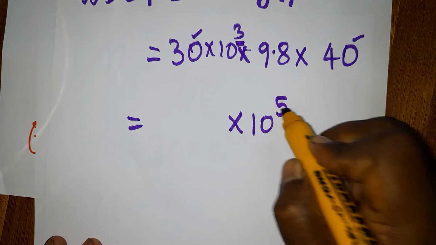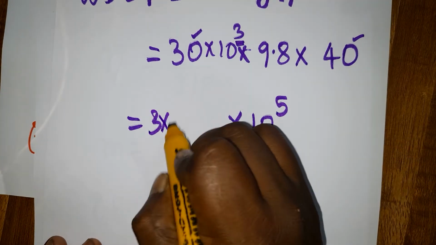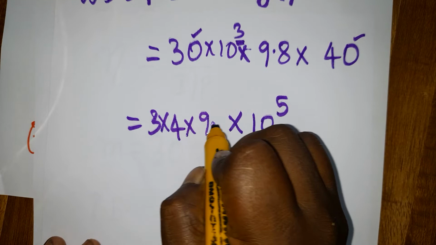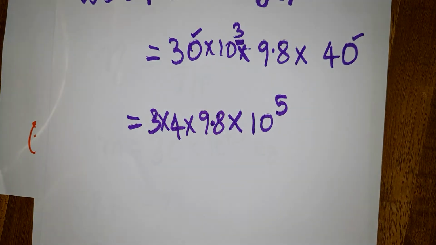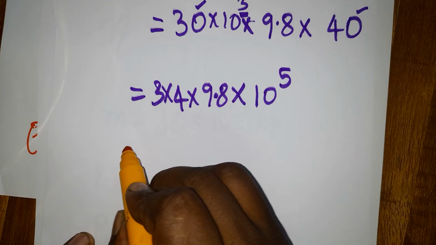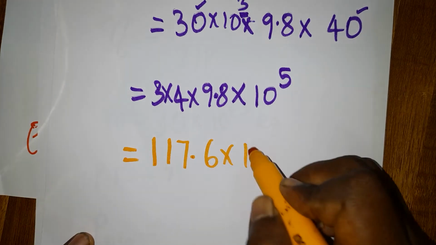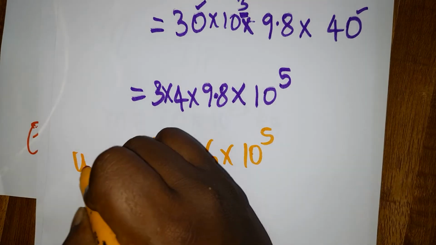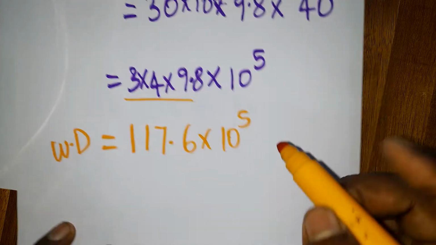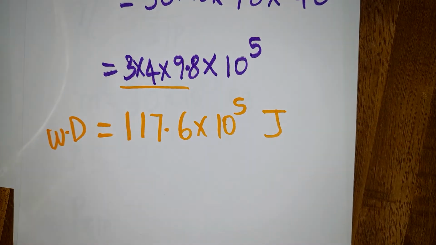That's going to be 10 power plus 5. Okay, 3 into 4 into 9.8. If you are doing this calculation, 3 into 4 into 9.8, it's a normal multiplication only. If you do it, the answer will get 117.6 into 10 power 5 as a work done. Normal multiplication you can do this. This is going to be called as joules.